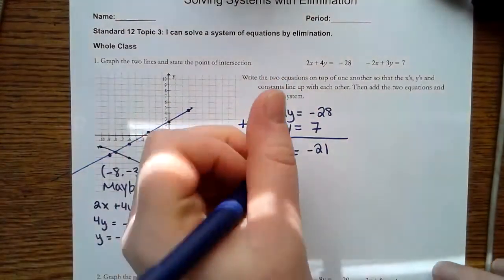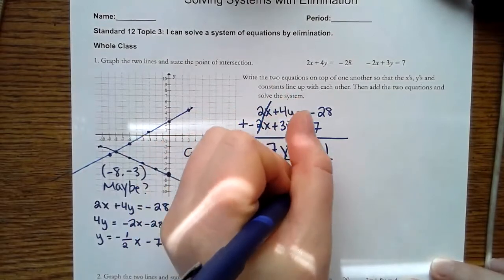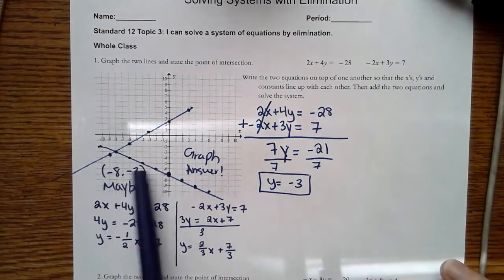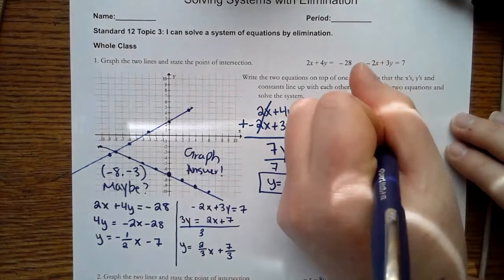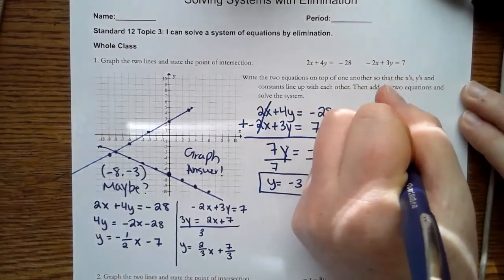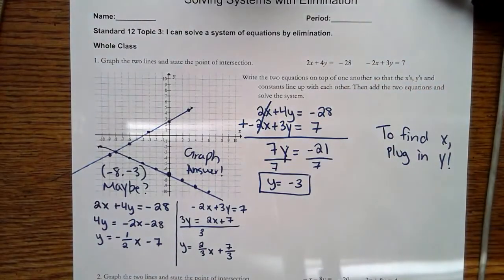Oh, so now I'm going to solve for y. I got y equals -3. And look, guys, that was our graph answer, so it's working. So now to find x, plug in y. So either equation, so I'll use this equation right here.